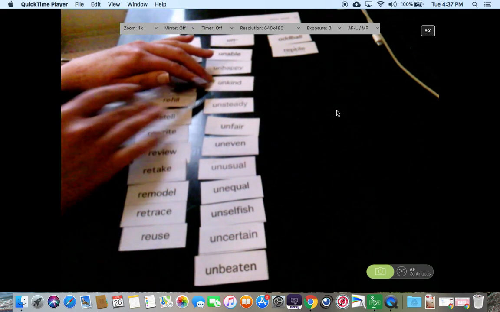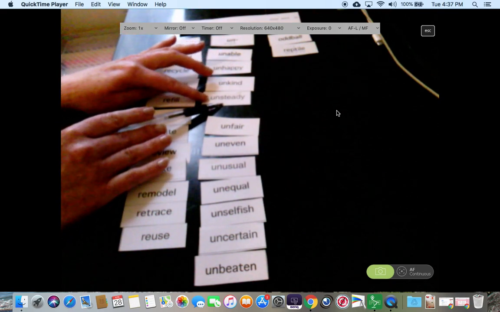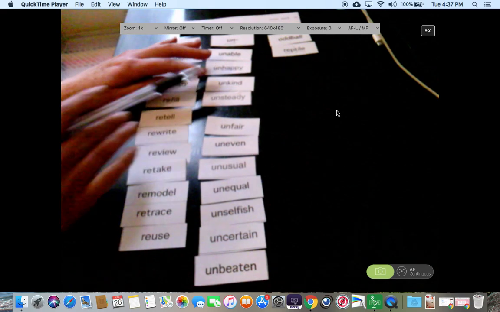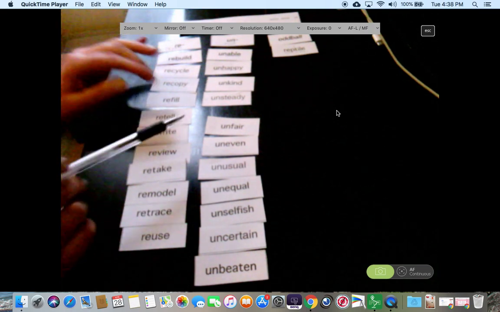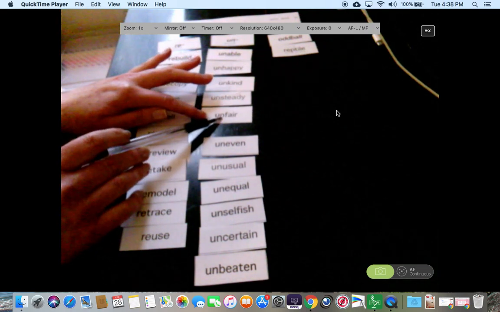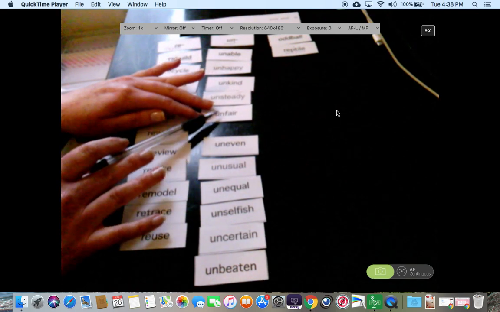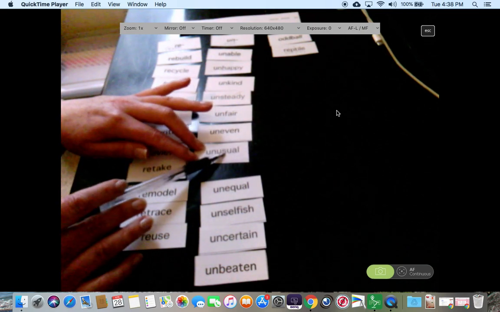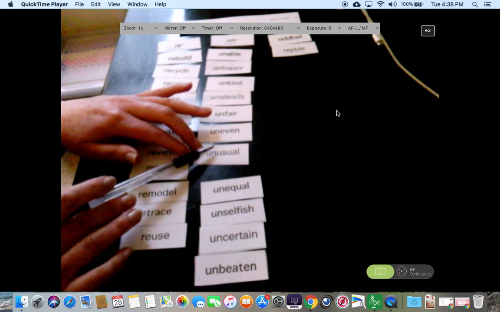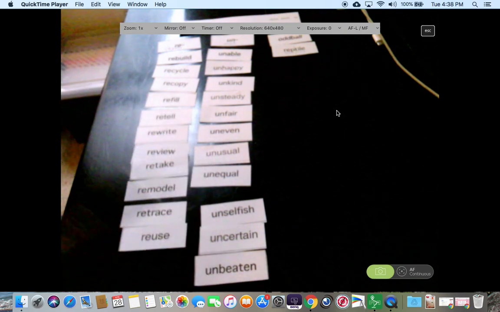So unkind is someone who is not kind. Unsteady is someone who is not steady, maybe unbalanced. Maybe they're doing a sport and they're losing their balance, they're unsteady. Unfair, we've heard kids say that, it's unfair. What you mean then is it is not fair. Uneven, not even. Unusual, when we say something's unusual, we mean it's not usual or it's strange. Unequal, so you're not getting the same amount.